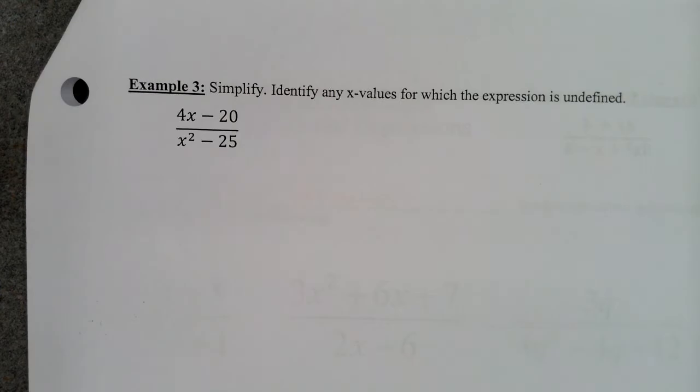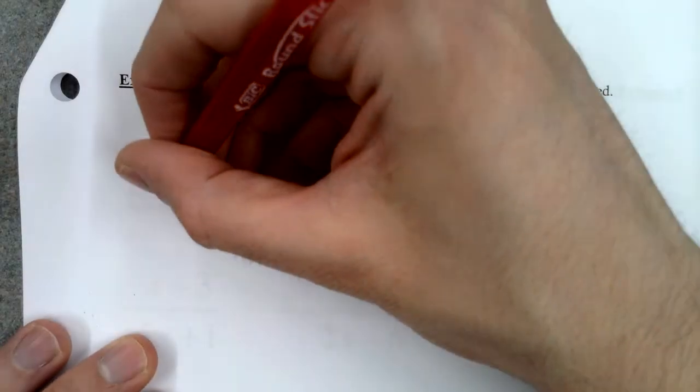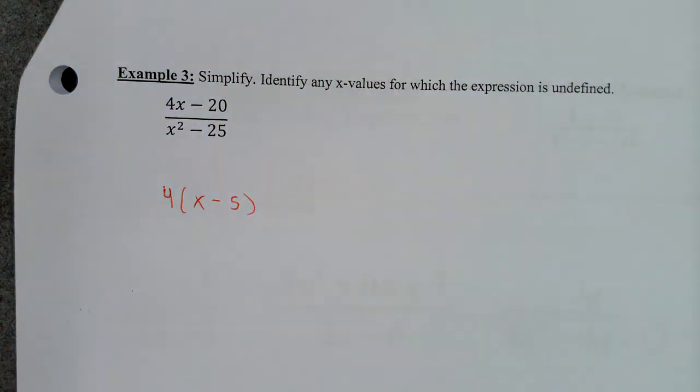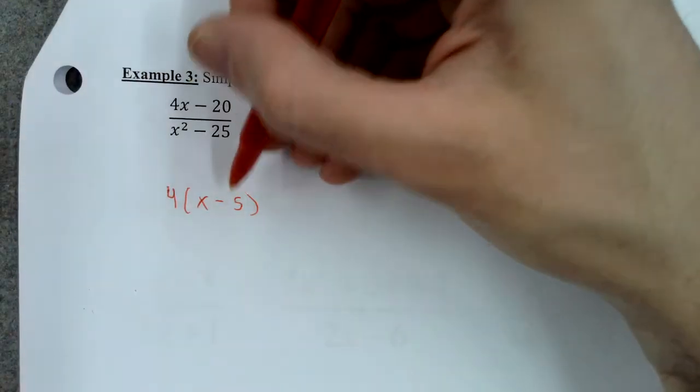Okay, like I said, we have 6 examples today. Let's try example 3. Again, we're going to factor first. Okay, factoring the numerator, that has a GCF of 4. So you take out the GCF of 4, and it leaves you with x minus 5 in parentheses. 4 times x is 4x. 4 times -5 is -20.